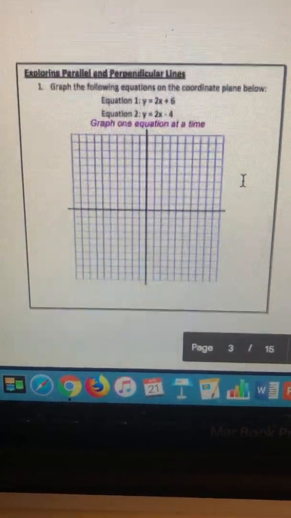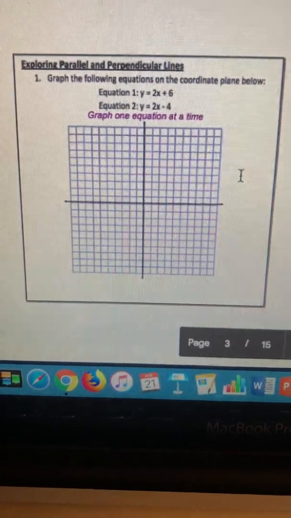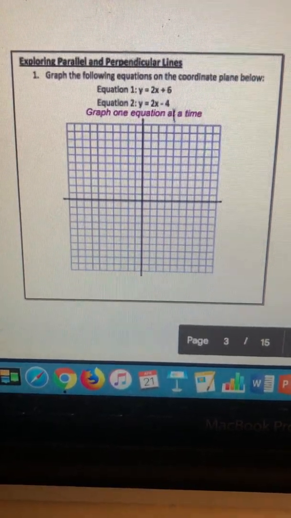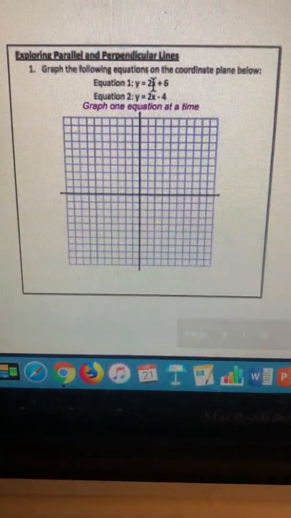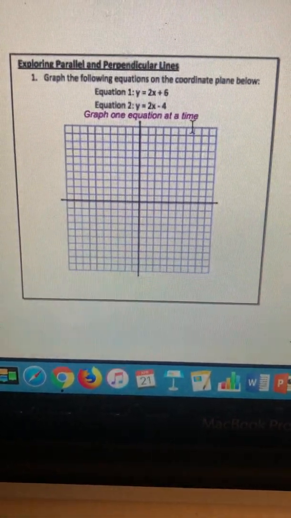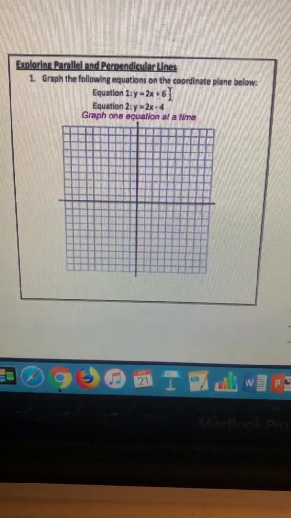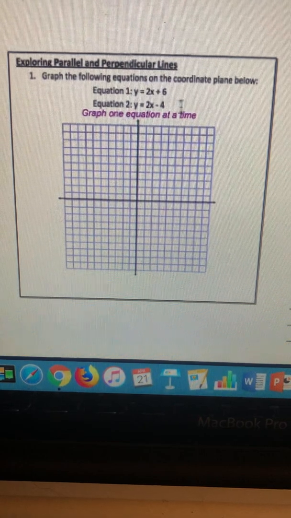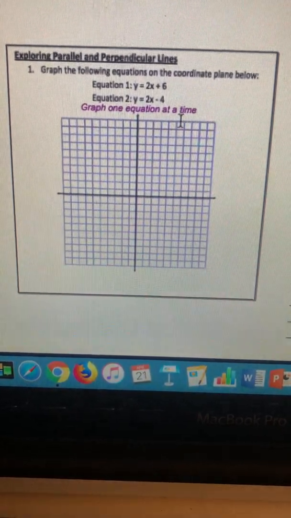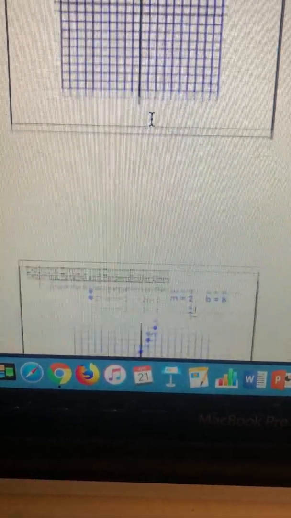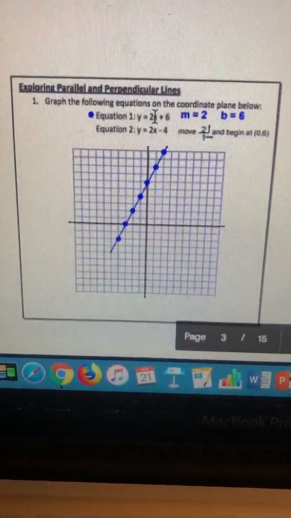So we've kind of been seeing parallel lines throughout our exploration with graphing, so it should be pretty familiar to you. You have the first one here where you're asked to graph y equals 2x plus 6 and y equals 2x minus 4. So you're going to do the same thing we did. You're going to graph one equation at a time. It's modeled here for you, the first one.